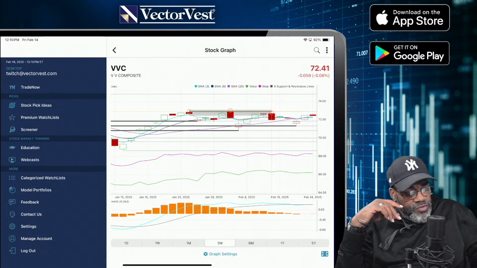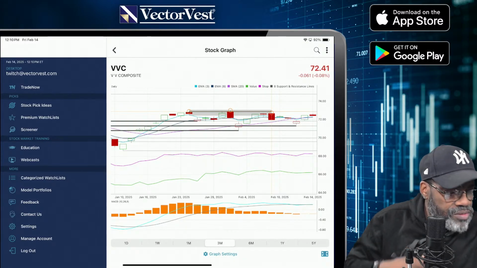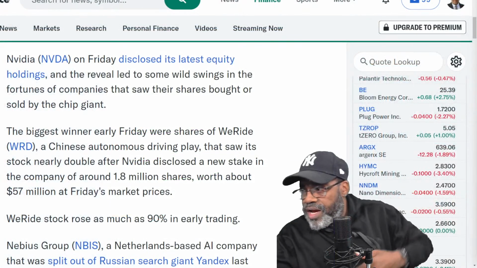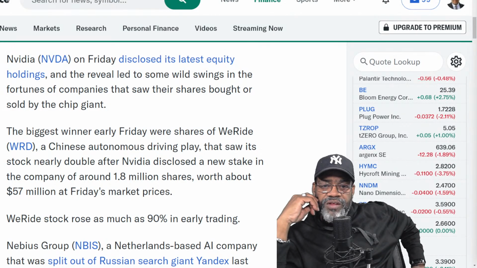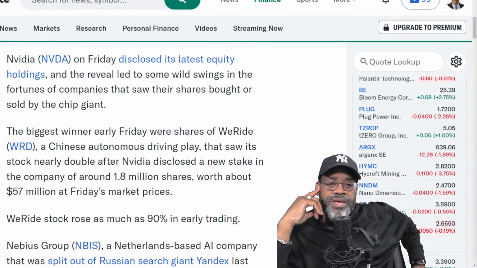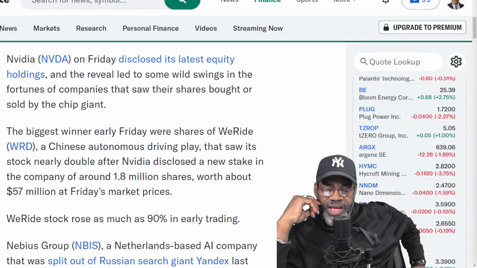So now, talking about NVIDIA, we looked at the stock, but here's news. I'm actually going to bring up some news. I never really do that. NVIDIA on Friday disclosed its latest equity holdings. And the reveal led to some wild swings in the fortunes of companies that saw their shares bought and sold by the chip giant. The biggest winner early Friday was WeRide. Gosh dang it. I need someone to be able to say that without sounding like Elmer Fudd. WeRide.